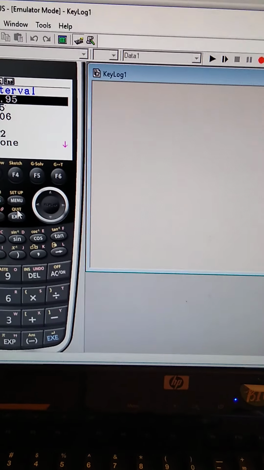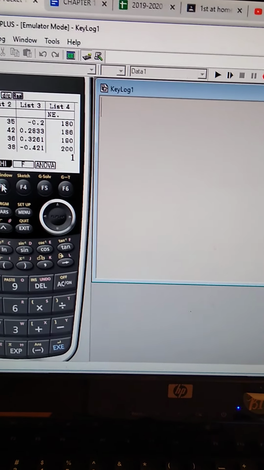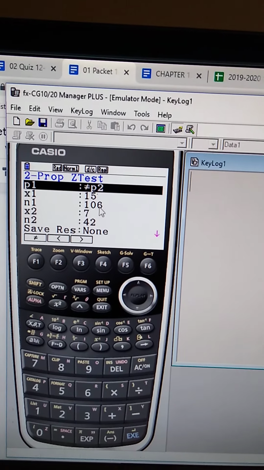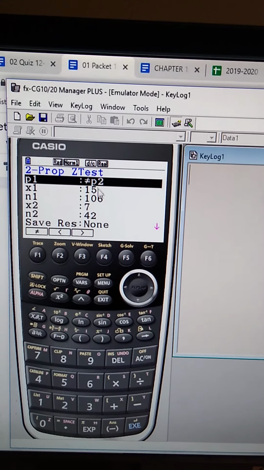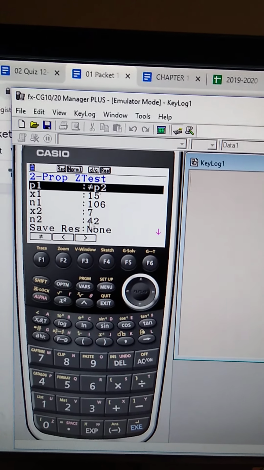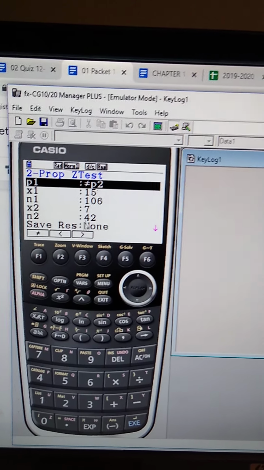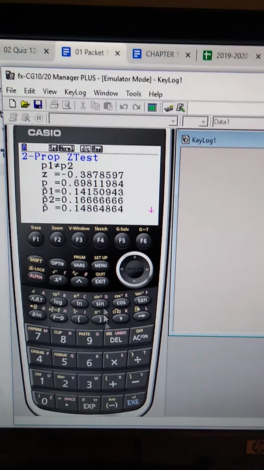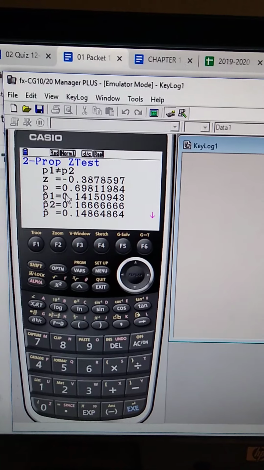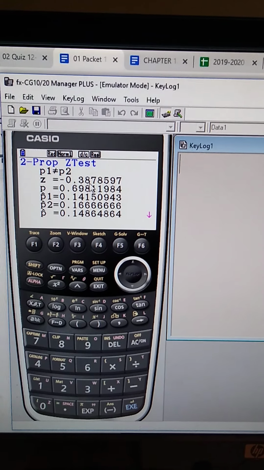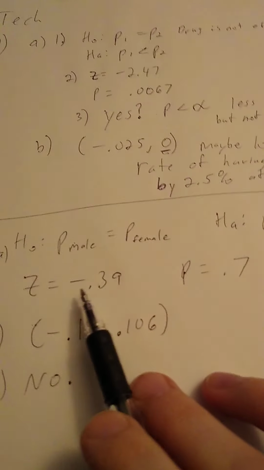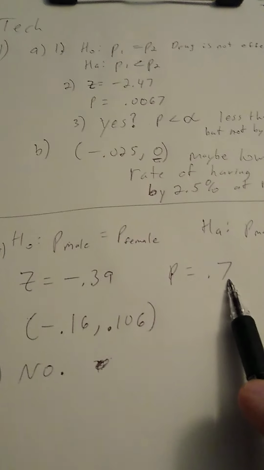So we're going to start with the test. When I go into the test, I'm going to put in 15 out of 106. It's the men. Of the 42 women, 7 failed. And then when I run it, I get a z-score, not very big, and a p-value, quite big.